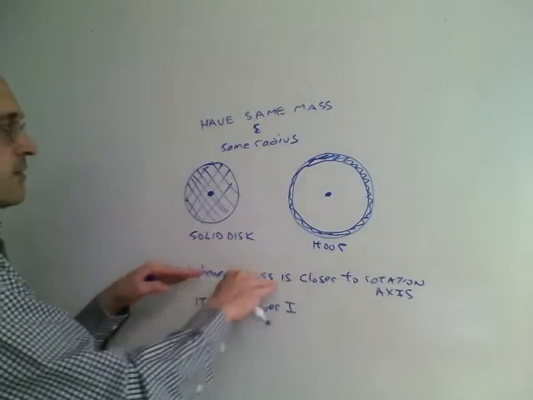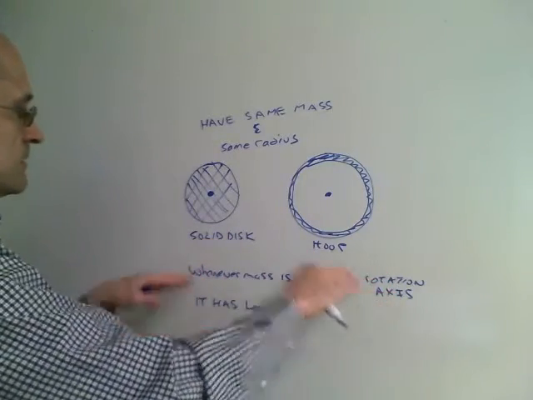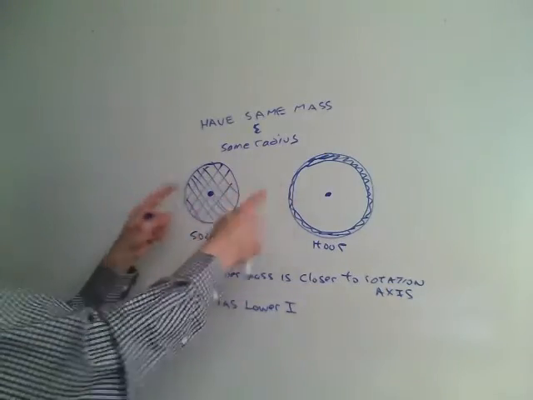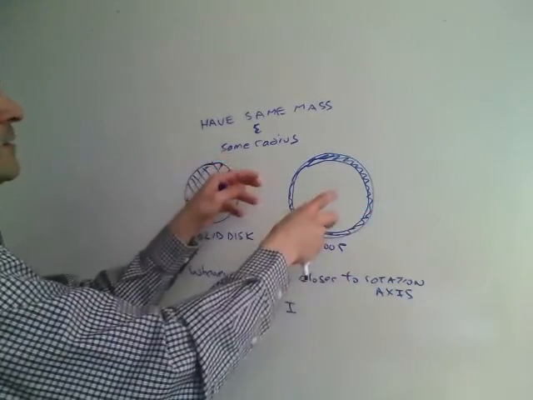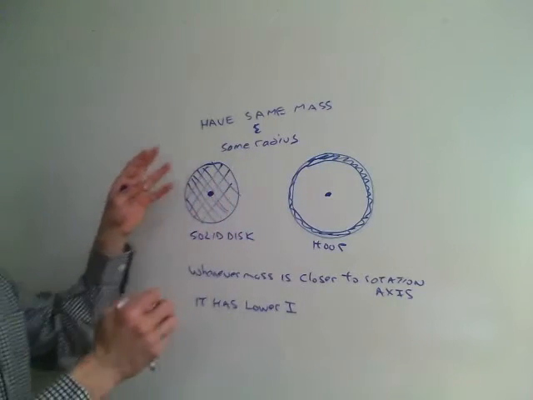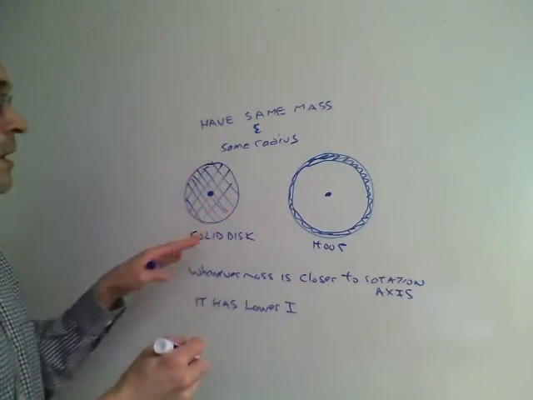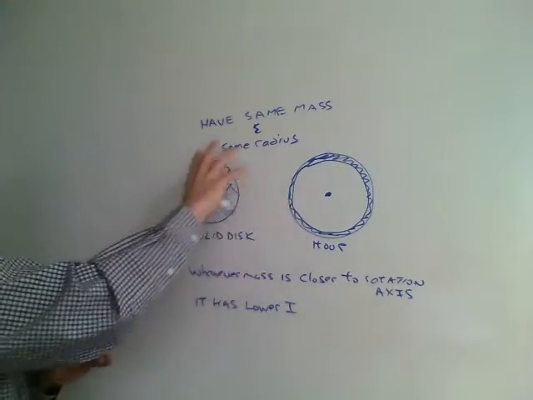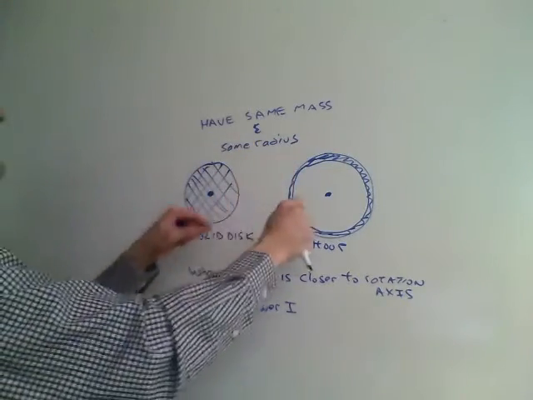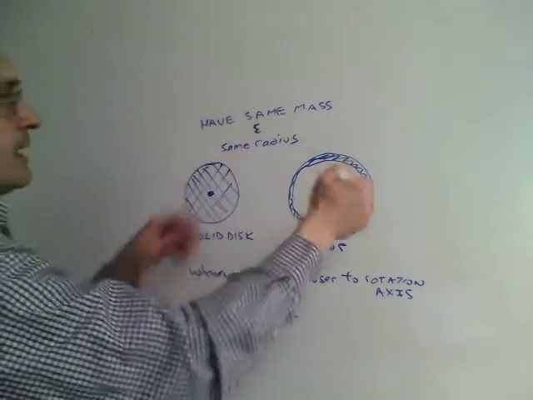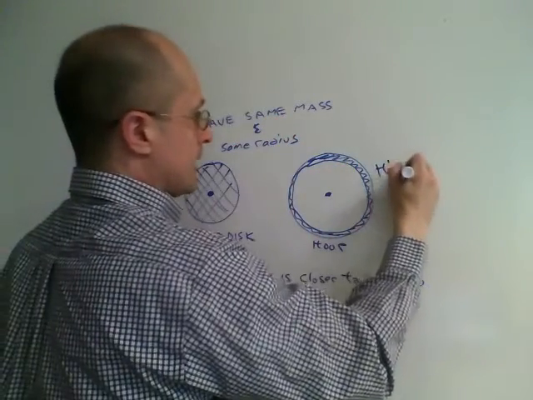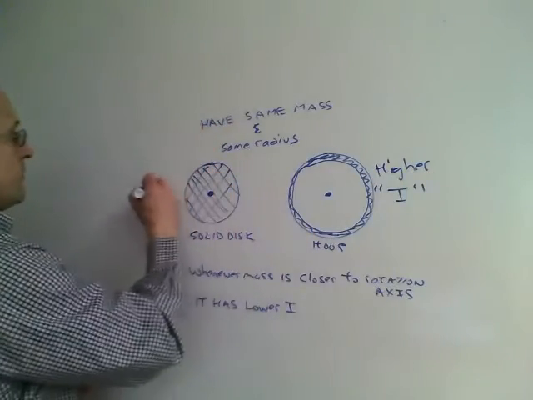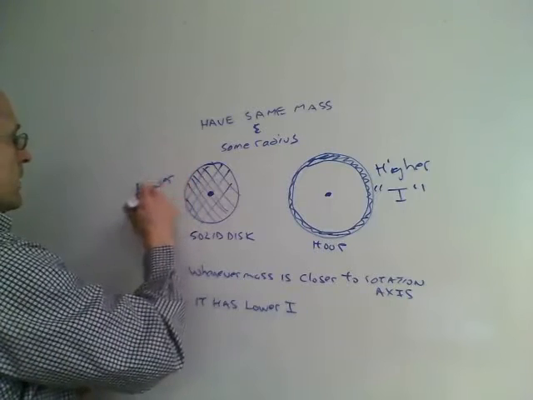So the idea is that whenever the mass is closer to the rotation axis, it has a lower I, as long as you're comparing the same thing. Now, if we change the radius of the hoop or we change the mass of the disk, that may no longer hold. But for a given distribution, if the objects have the same mass and radius, then whenever you move the mass away, this will have the higher I. This one would have the lower I.